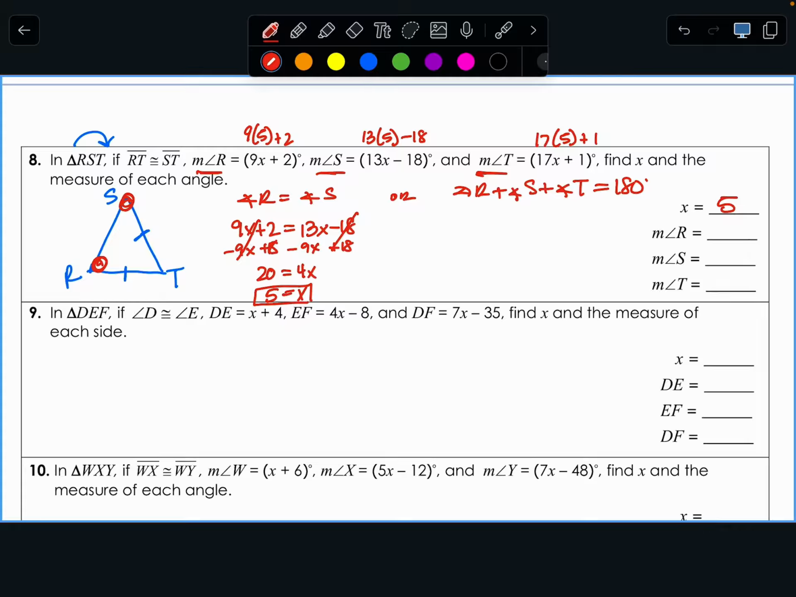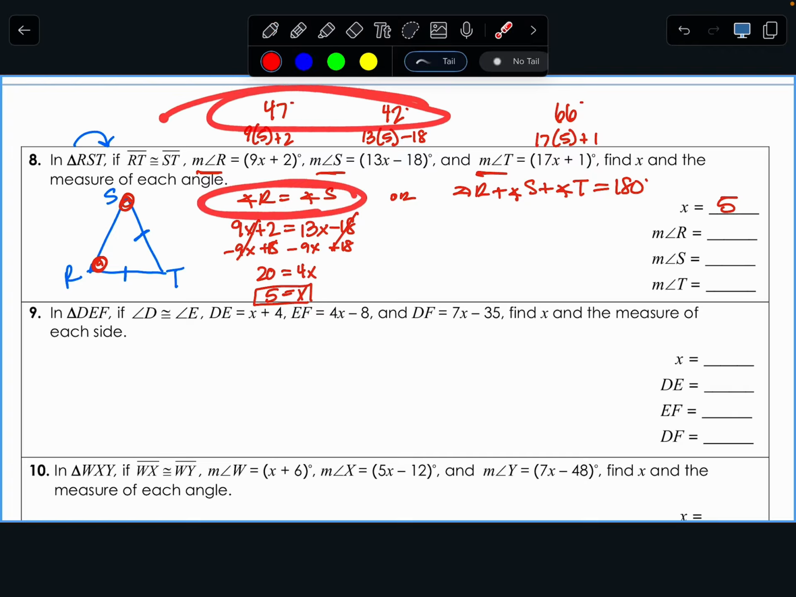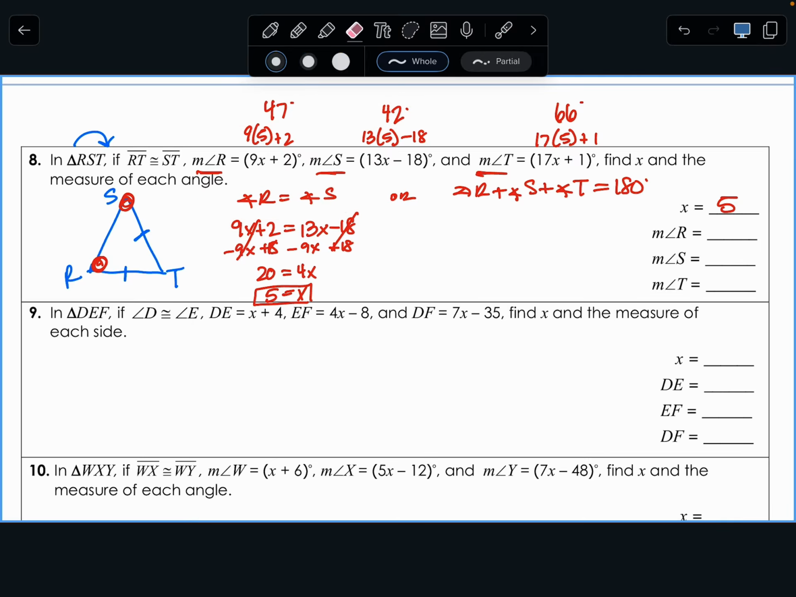I think 17 times 5 is 65. Yep, plus 1, so 66. 60 minus 18 is 42. And 45, 47. Okay, something's wrong. Oh, it's 65. 65 minus 18 is 47. Okay, how did I know that something was wrong? Two of them have to be the same. Are they the same? No. So make sure that when you do your math, don't be like me, use a calculator.